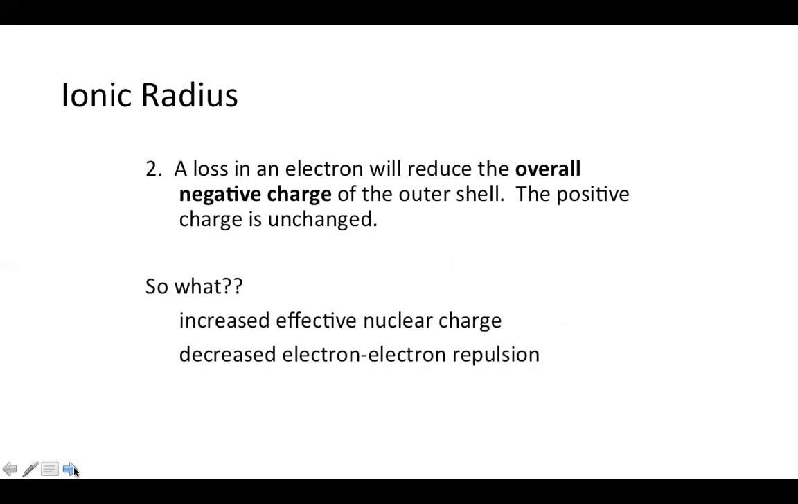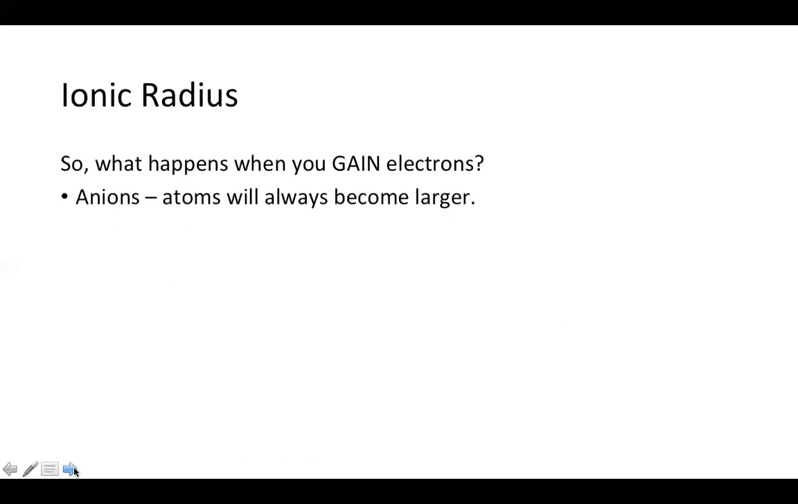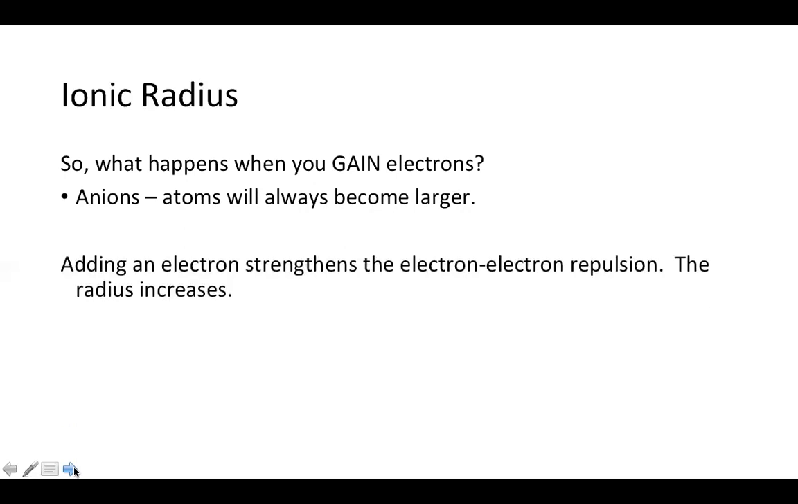Now, on the other hand, when we gain electrons and form anions, the anions are going to be larger than the original neutral atom. That's because when we add additional electrons, we increase the electron-electron repulsion, which causes the radius to increase.